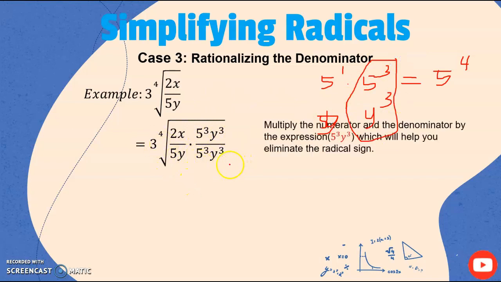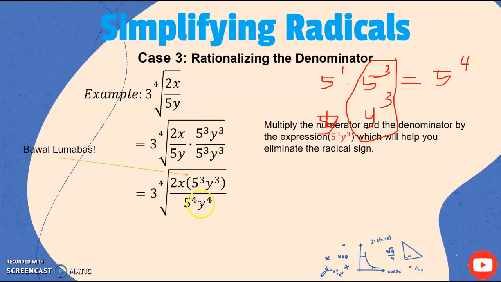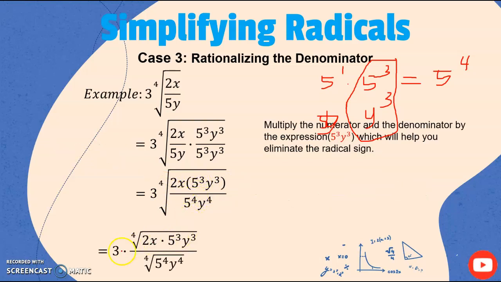And then you just have to multiply them: 2x, 5 cubed, y cubed. And then the denominator is now allowed to come out, but the numerator is not. So we just have to copy them. Then just separate the radical symbol. So this time, we can cancel: 4 divided by 4, it's going to be 5y.